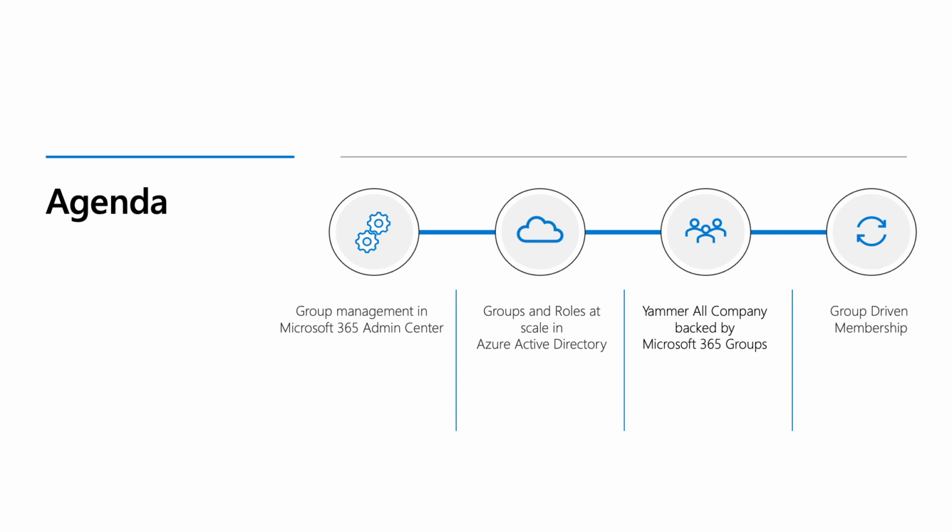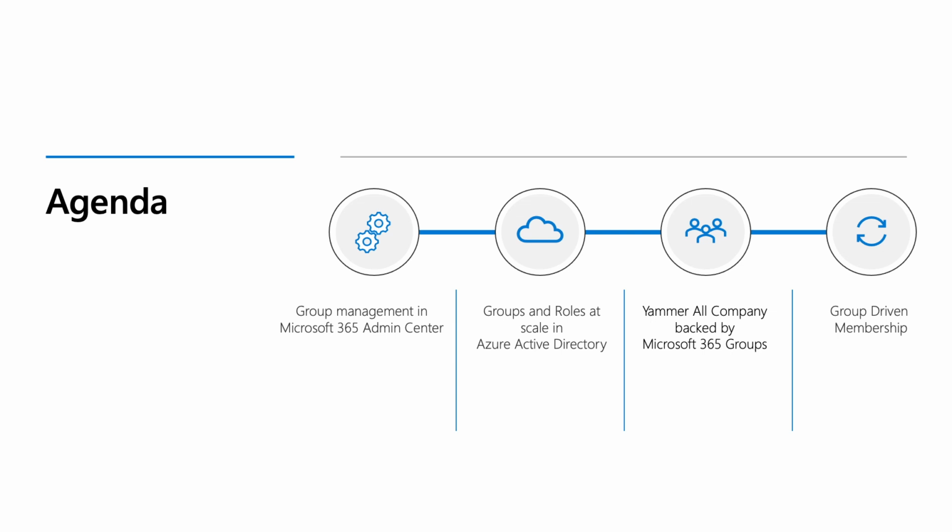Then we'll go a little deeper into the platform and take a look at some new scenarios that will improve the way our admins manage groups inside Azure Active Directory. Here's where they manage settings that apply to their entire tenant, and they also assign roles to various users across their organization. Third, we'll take a look at how some of our first-party applications are benefiting from a deeper integration to the Microsoft 365 Groups platform.